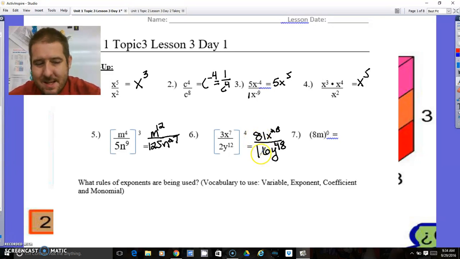So I look at 81 and 16 and think to myself, do they have anything they can both be divided by? I'm not thinking of anything off the top of my head, especially since 81 is an odd number. It doesn't have a whole lot of things that can divide it. I'm going to leave it the way it is. All right, last one. Oh, the easiest question.